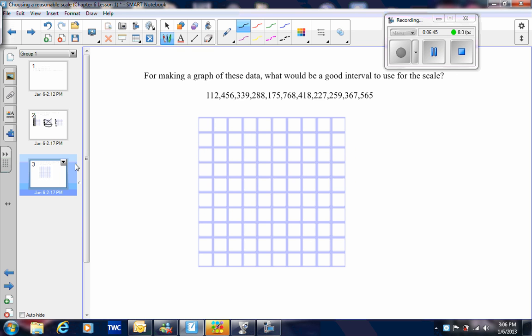Okay, well, let's try another one here. For making a graph of these data, what would be a good interval to use for the scale? We have from 112 here, looks like the smallest piece of data. It has to go all the way up. I've got some 400, 700, 500. So my largest piece of data here is 768. So I need to get all the way up to 768.